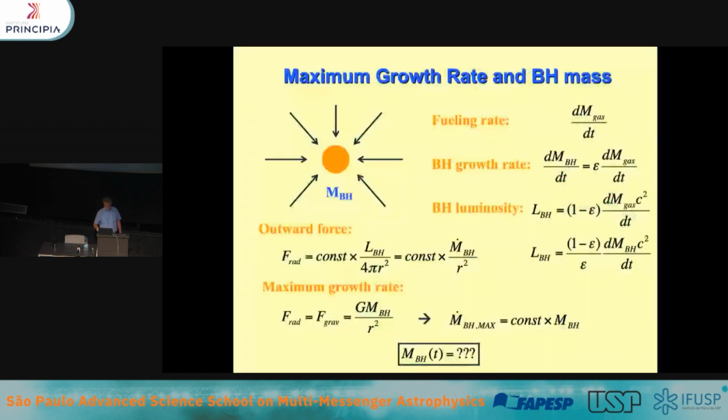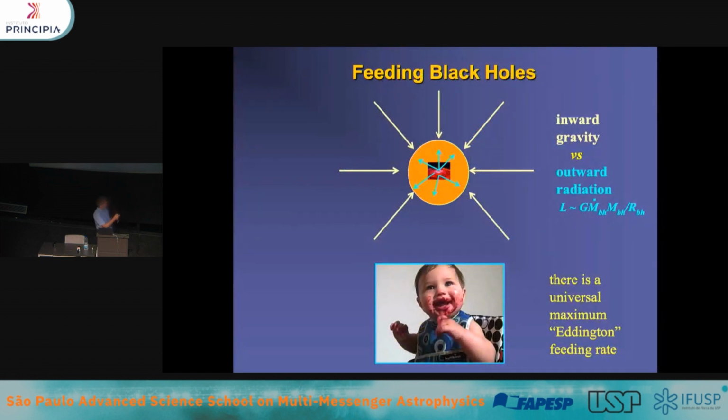Okay, I will skip the math, but the math is actually very simple. Radiation pressure, so you take this luminosity, multiply by the Thomson cross-section, and the radiation pressure will be the flux, which is 1 over r squared times this luminosity at some distance r. And the gravitational force also goes like 1 over r squared. So there's a maximum m dot.